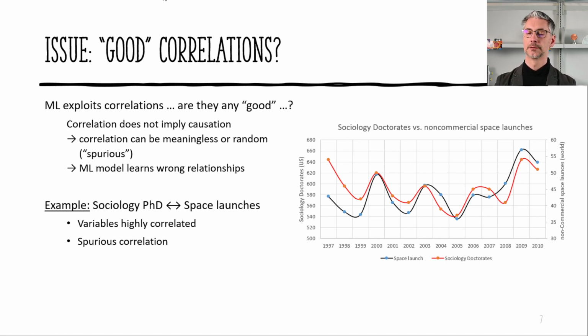If you look at the behavior of those two variables against time, they are highly correlated. But of course, the number of sociology PhDs and space launches has no causal relationship to each other. So this is an example of a spurious correlation. However, if we were to give those two variables to a machine learning algorithm, this algorithm would pick up on the spurious correlation. So when we have features, it's important to understand what we give the machine learning algorithm to learn from.